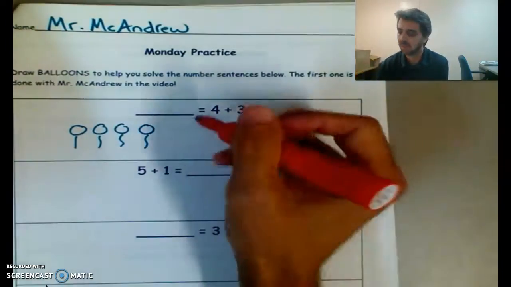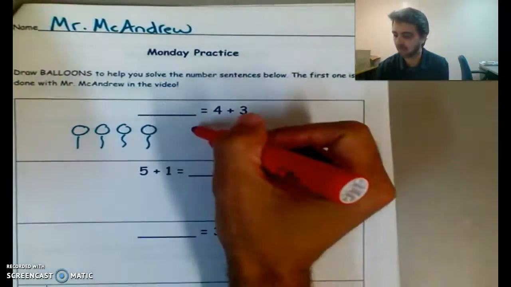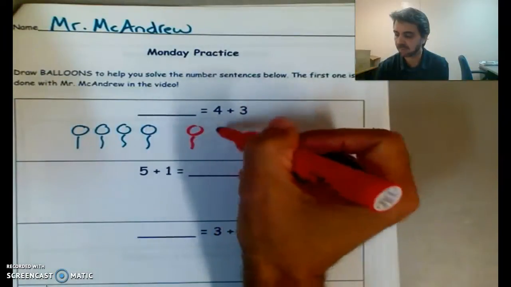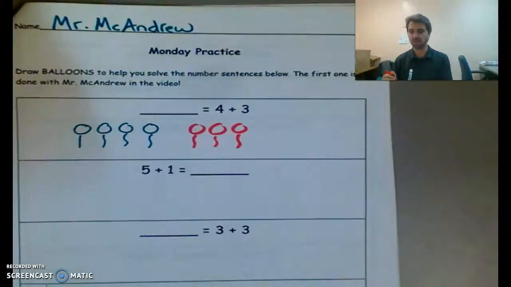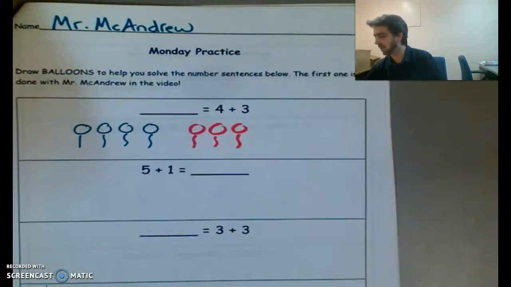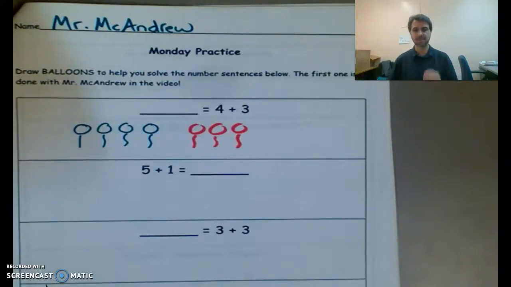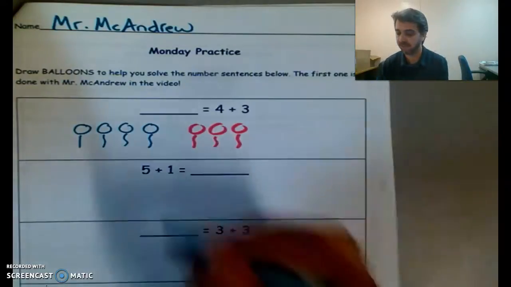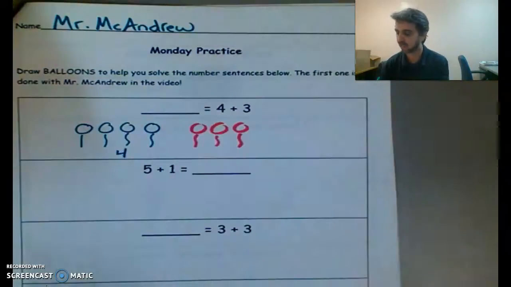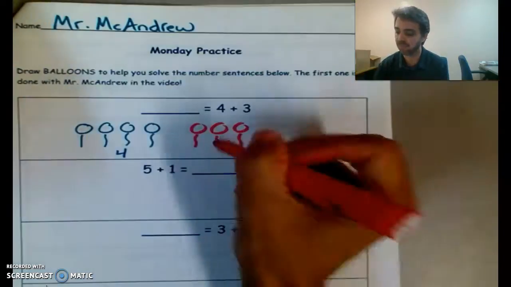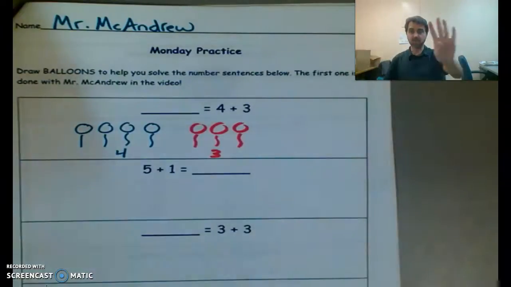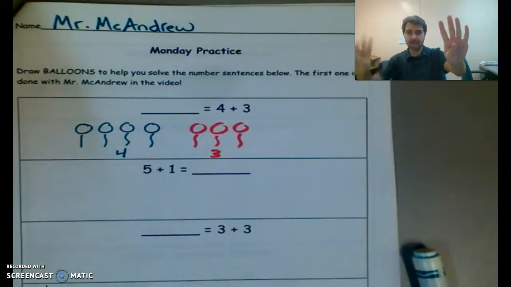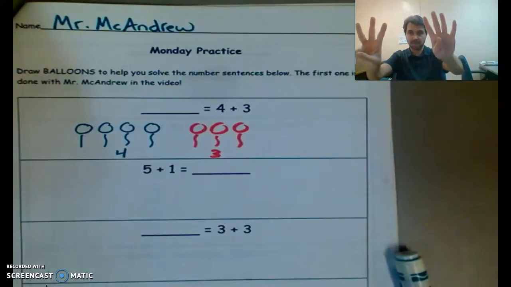It's up to you. Okay, so I'm going to do 1, 2, 3. So I added 3 more balloons. Okay, so what is that equal to? What's that the same as? So we have 4 here. We have 3 balloons here. So how many do we have all together? We started with 4, and then we added 3. And how many do we have?